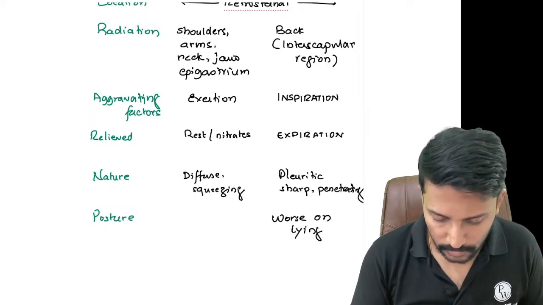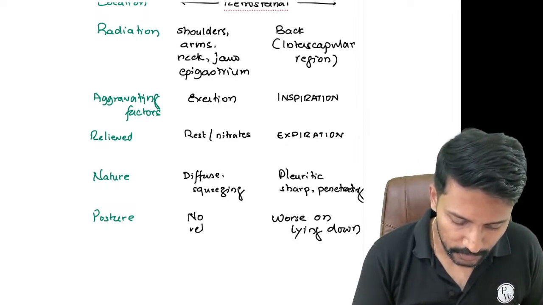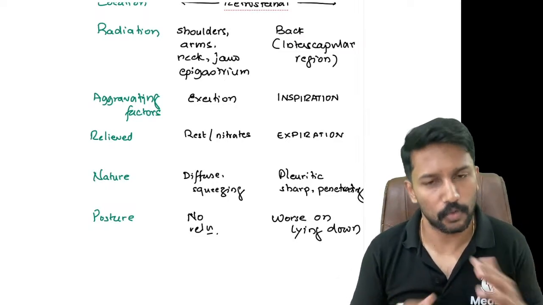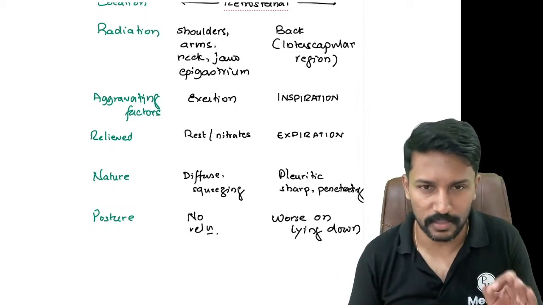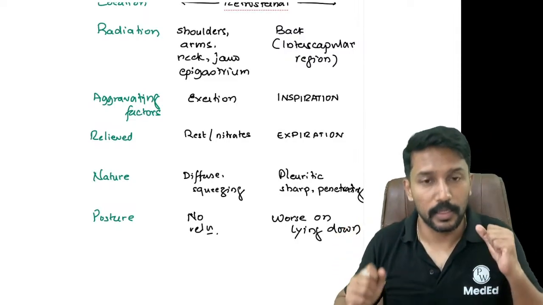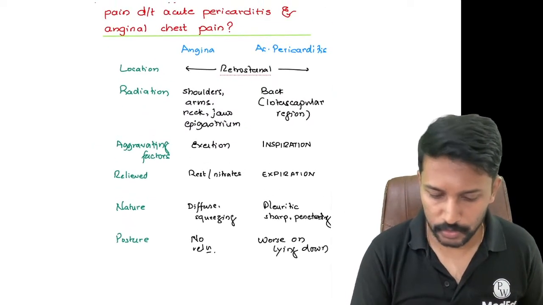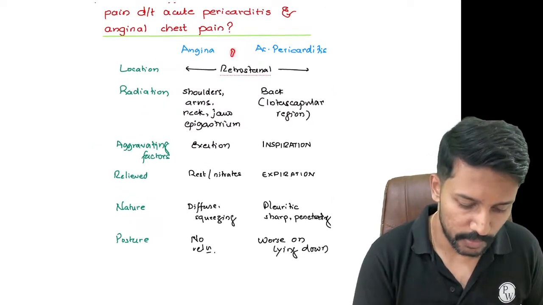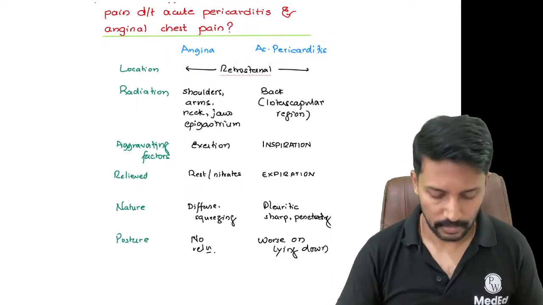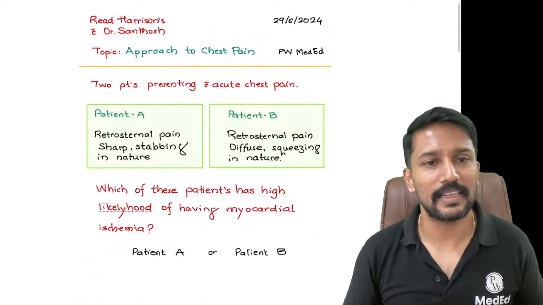On the other hand, there is no relationship with position in anginal chest pain, right? Whether I am sitting, lying down, or standing, no matter what position I am in, I will have that constant pain going on. But with pericarditis, you ask me to lie down, I will experience severe pain. You ask me to sit and lean forward, I will feel relief. So these points can help us differentiate between the chest pain because of angina and chest pain because of acute pericarditis. Clear?